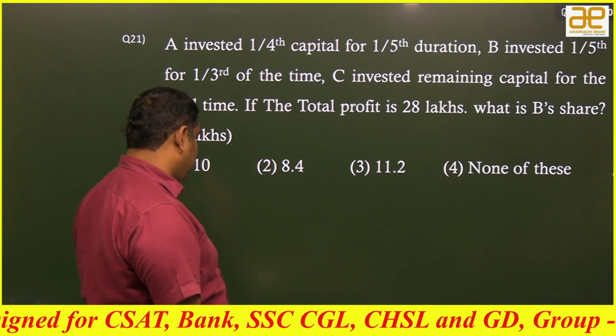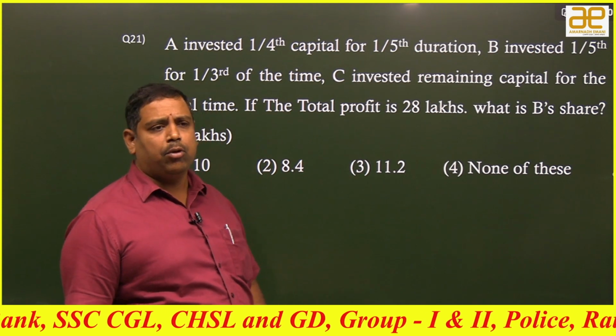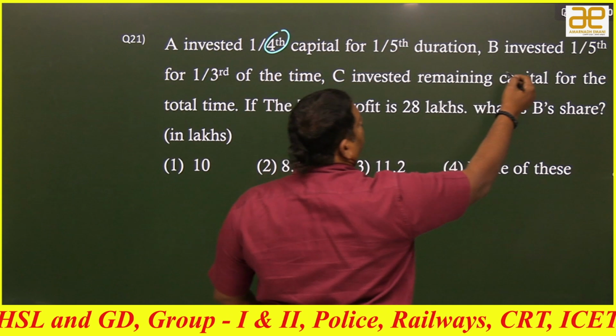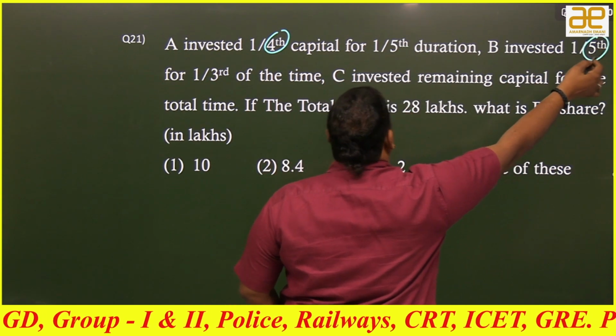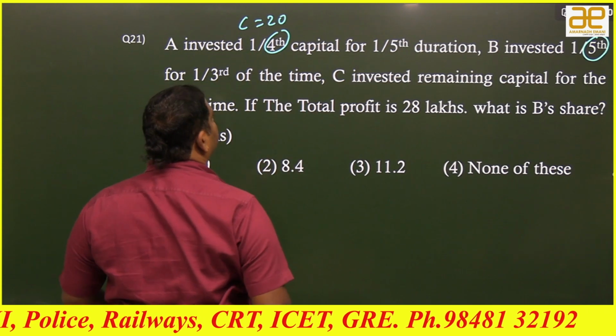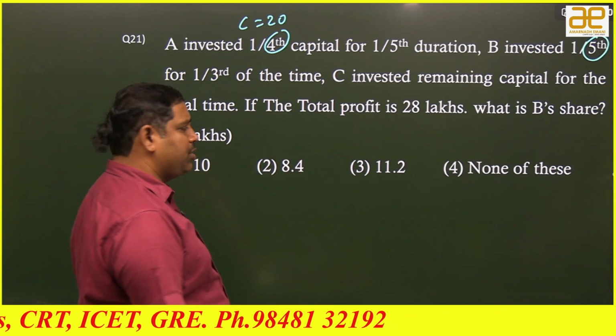Right, see the solution for it. As usual, I am going with the process referred. Fourth denominator coming to capital point of view, fifth. 4 and 5 means I will imagine the total capital as 20. This time I don't write each and every step. You have to understand.